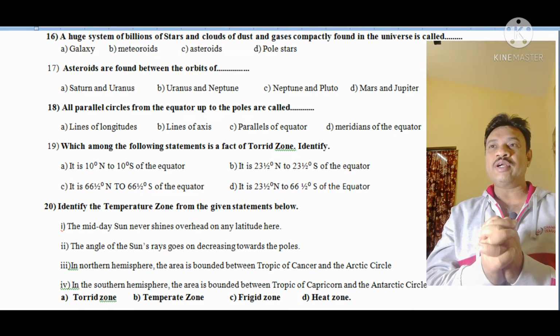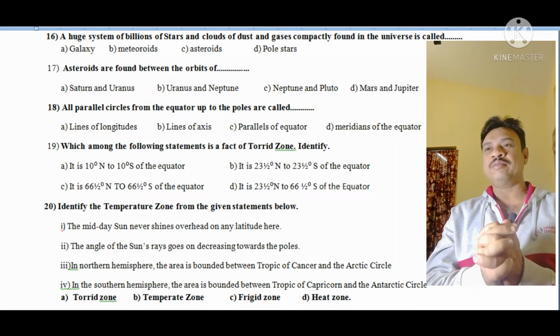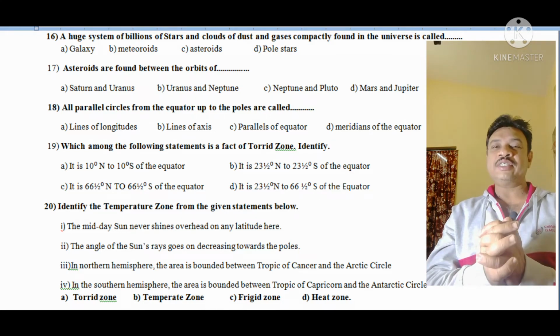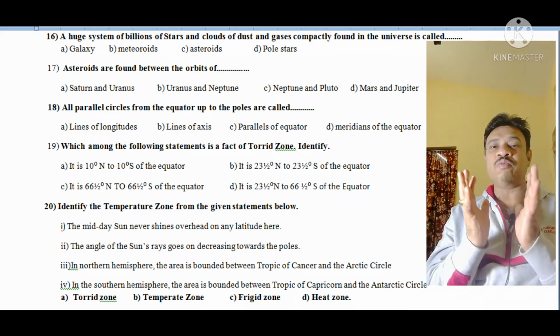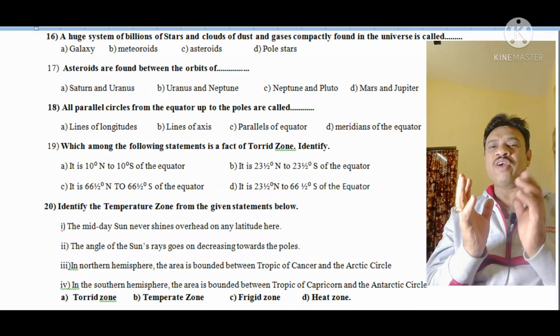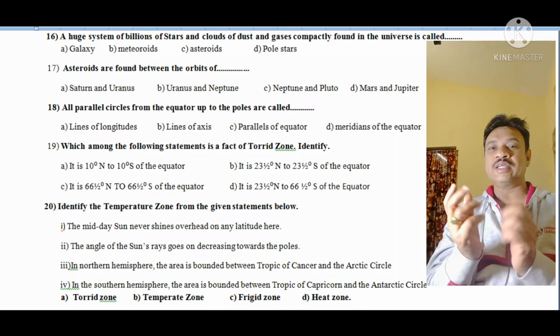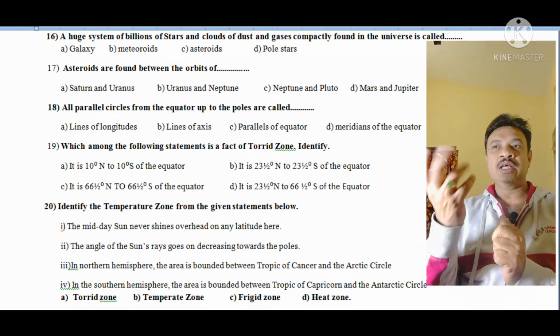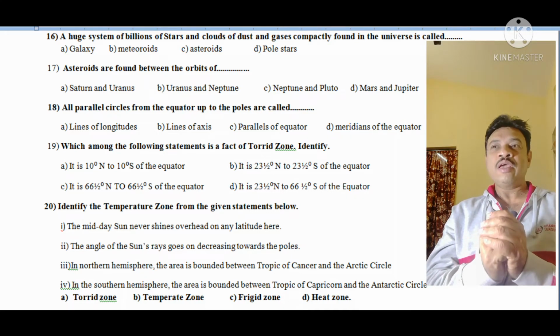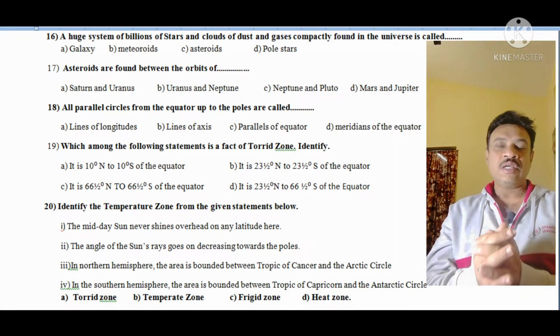So galaxy is the correct answer, because it is a huge system of billions of stars at one place. They look very bright like milk, the white color of milk, so it is called milky. Therefore your answer should go with A, and B, C, D are incorrect options.